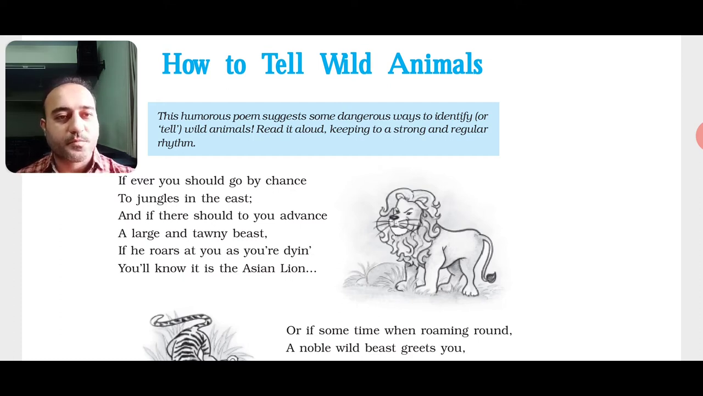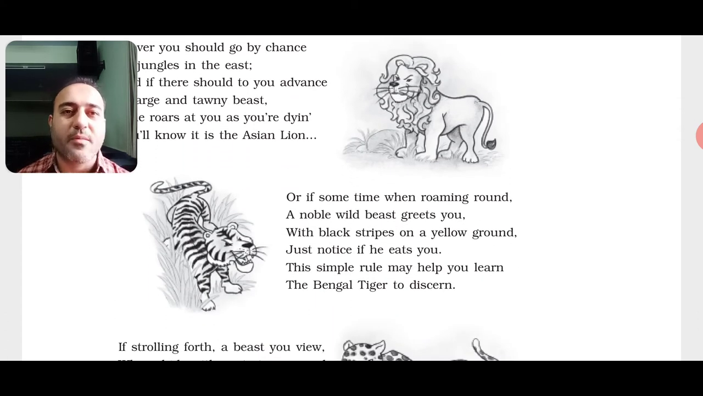Okay, then we'll move to the second paragraph. So in the second paragraph, we already know that she is describing a tiger, right? That is the Bengal tiger. Okay, so we'll understand that. Or if sometime when roaming round, a noble wild beast greets you with black strips on a yellow ground, just notice if he eats you. This simple rule may help you learn the Bengal tiger to discern, right? So usually the word noble means high in class, or we use the word aristocratic, right? So Bengal tiger is considered to be noble.